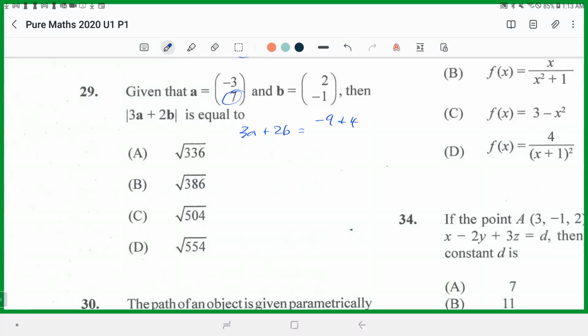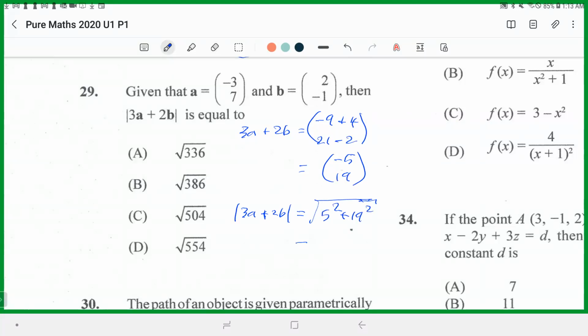And then 3 times is 21, and 2 times that is negative 2. So it's 21 minus 2. So it becomes negative 5, and this is now 19. And then a modulus now: the square root of 5 squared plus 19 squared.